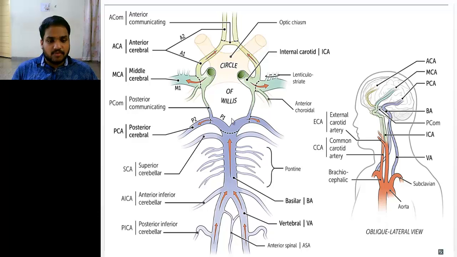So what is the functional significance of the circle of Willis? That is, this provides an excellent collateral circulation, such that if one of the major arteries is blocked, there exists an excellent collateral circulation through which the blood can reach the other parts of the brain, right? So that is the significance of the circle of Willis.